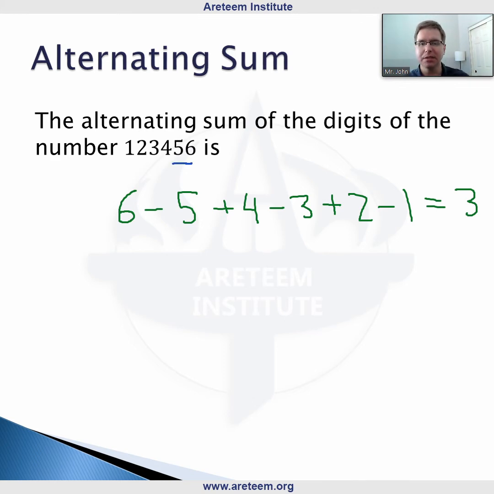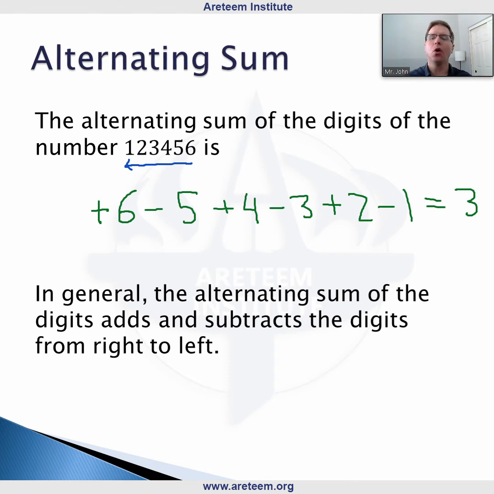If you had an odd number of digits, you would end with a plus. Here we have an even number, so it's plus minus plus minus. Sometimes I like to put a plus 6 at the beginning to remind us that we're starting with addition. Alternating sum means we're doing this plus minus along the way, so the alternating sum of these digits is 3. In general, the alternating sum of the digits adds and subtracts the digits from right to left, as we saw above. Now, why would we care about this? Well, that's what we're going to see on the next slide.